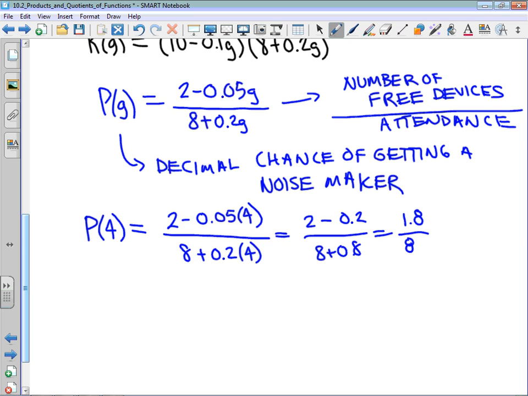Or if we grab our calculators, because that's really what we want, right? Nobody wants that chance of winning a noisemaker as a fraction. But if I take 1.8 divided by 8.8, what I get is 0.2045, and it goes on forever. So there's a 20% chance that we get that free noisemaker in the fourth game. Looking at those two different functions, because the number of noisemakers is going down and the attendance is going up, our chances of getting a noisemaker are going to go down and down and down as we go throughout the season.